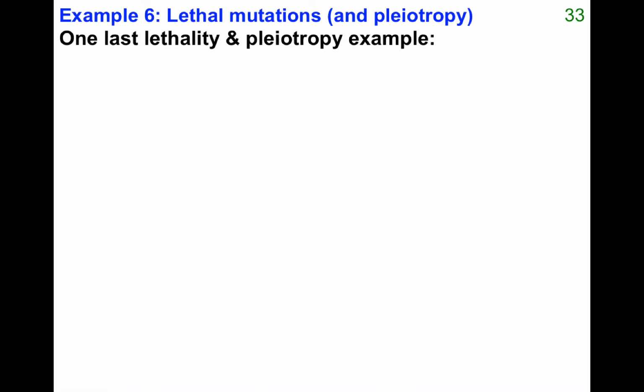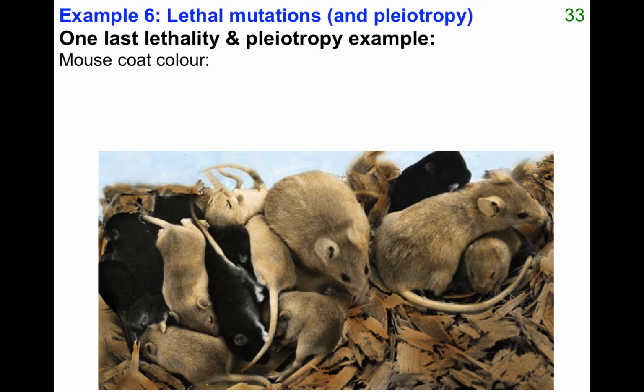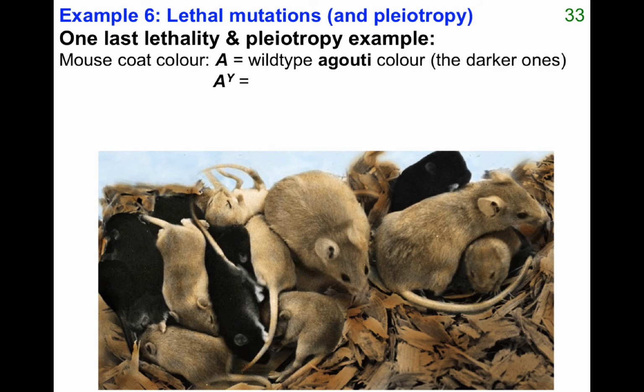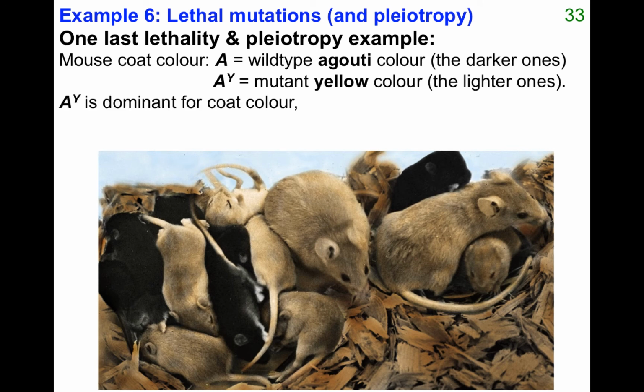Okay. All right. So one last example of lethality and pleiotropy: mouse coat color. Okay. For mouse coat color, big A gives you the wild type agouti color, which is the darker ones you see here, and the big A with the Y mutation gives you the mutant yellow color, which is the lighter ones you see here. Okay. So the AY mutation is dominant for coat color. All right, so when you have AY with A, you end up seeing this lighter coat color, but it is recessive for lethality, meaning if you have two copies of it, then you wouldn't survive.